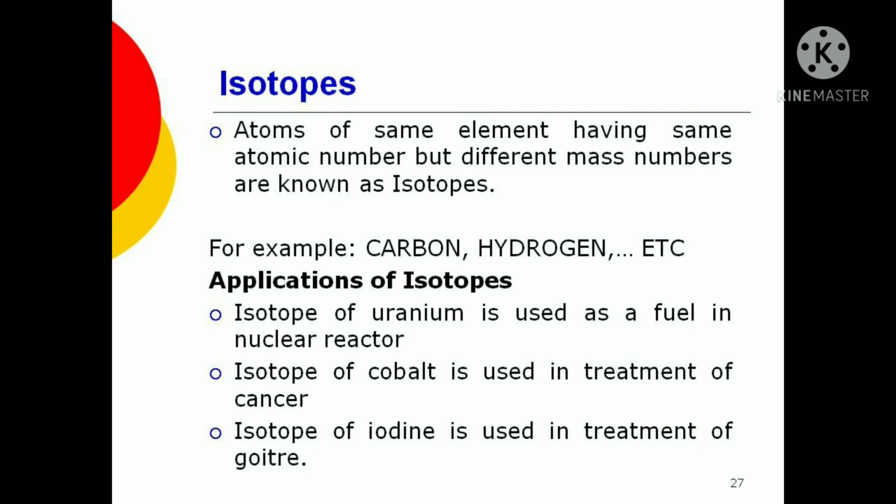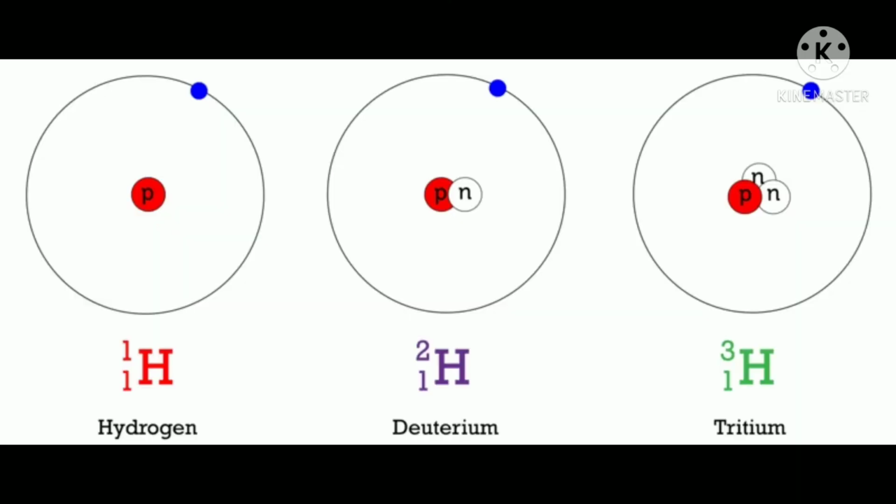Last is isotopes. Atoms of the same element have the same atomic number but different mass numbers. To them we call isotopes. They are hydrogen, carbon, chlorine, iodine, different elements. They have different isotopes and they have different applications. You can see uranium, cobalt, iodine, they are used in different ways.